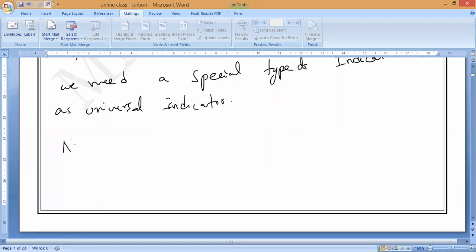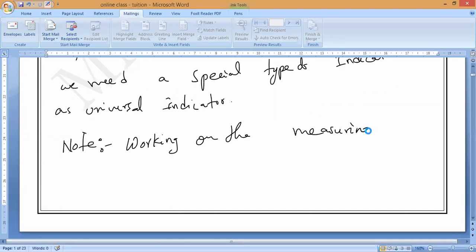Very, very important. What is that? Sir, to find whether it is a strong acid or weak acid, strong base or weak base. Working principle: how will it work? It works on measuring the pH of a solution. Understanding? So it is working on measuring the pH of the solution.